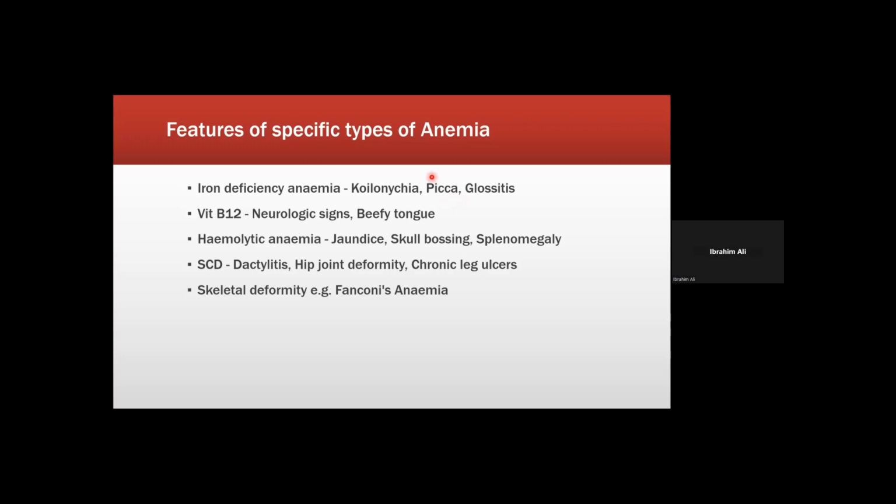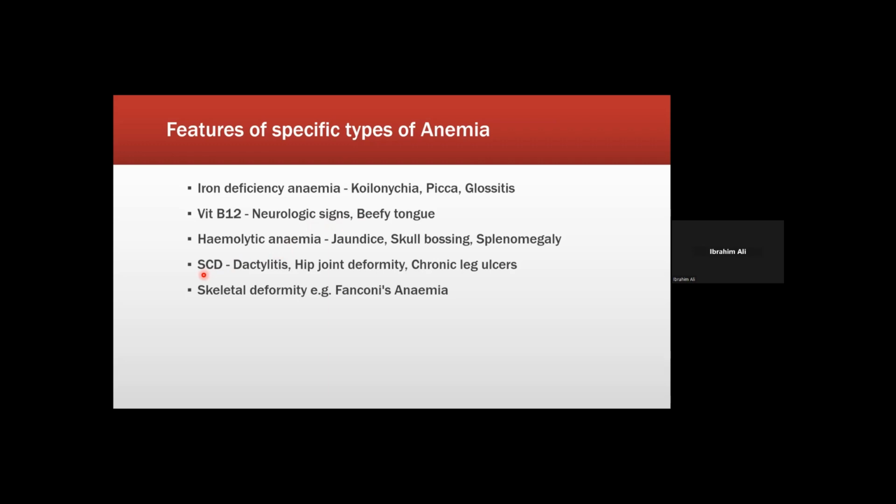In case of vitamin B12 deficiency, we have neurological signs like peripheral neuropathies. Sometimes the patient experiences ataxia, and they can also present with a beefy tongue. Hemolytic anemia in general can present with jaundice, scleral icterus, and splenomegaly. I will show you some pictures of what scleral icterus and a beefy tongue look like.